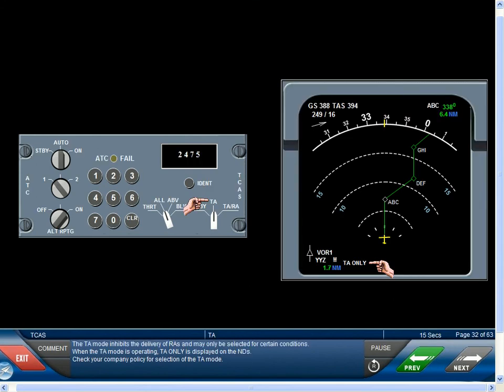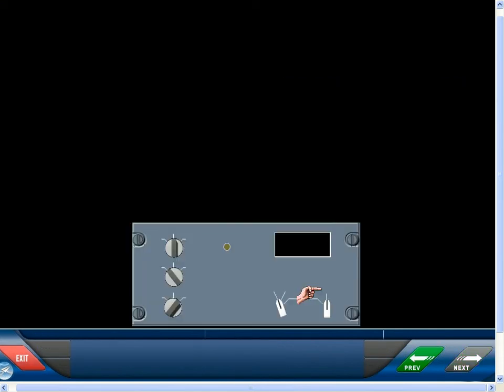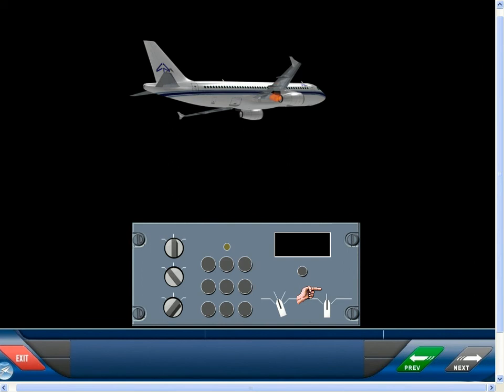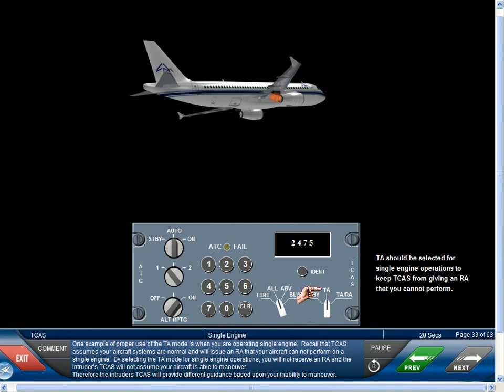The TA mode inhibits the delivery of RAs and may only be selected for certain conditions. When the TA mode is operating, TA only is displayed on the NDs. Check your company policy for selection of the TA mode. One example of proper use of the TA mode is when you're operating single engine.